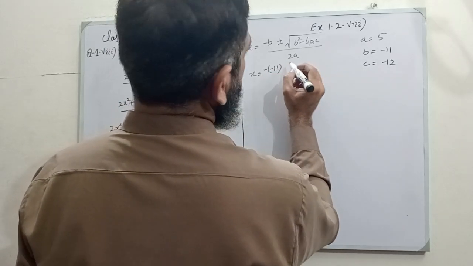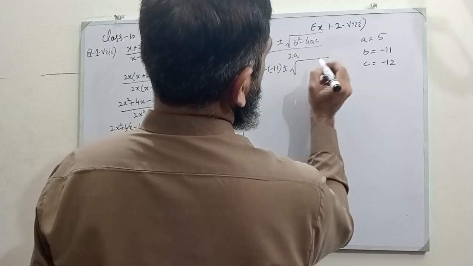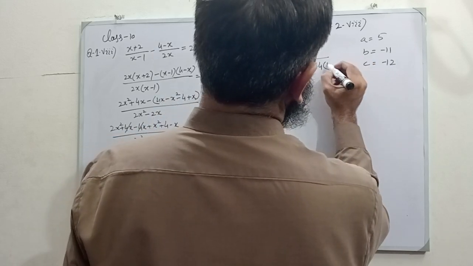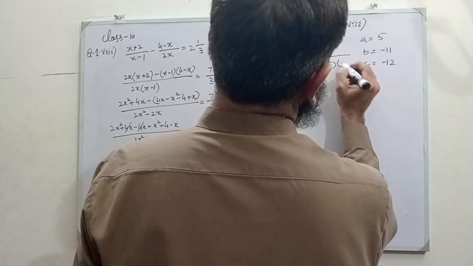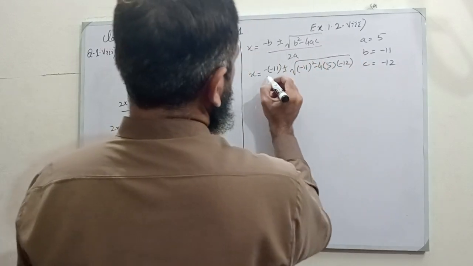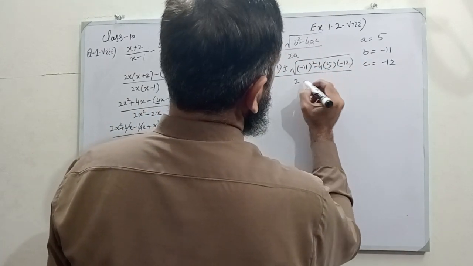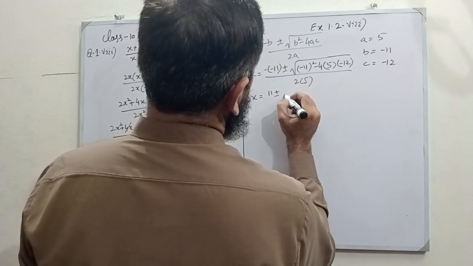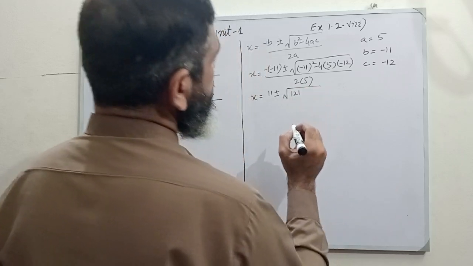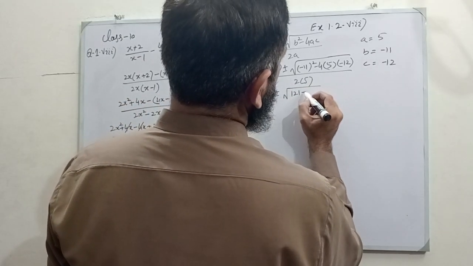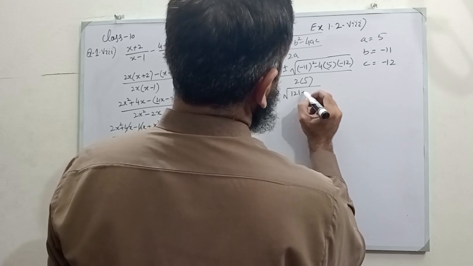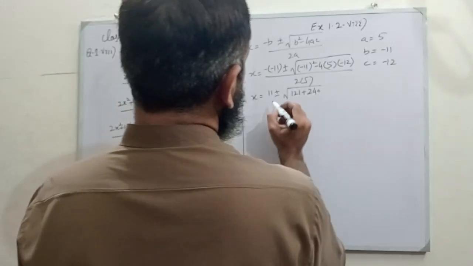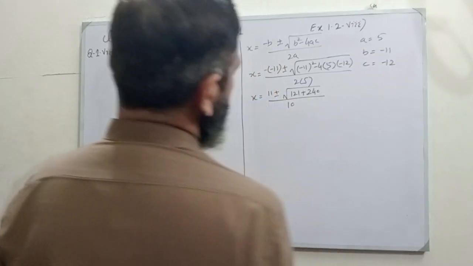Minus 11 plus minus under root b square, minus 11 square minus 4. What is the value of a? It is 5, and the value of c is minus 12. Okay, this one is 2 into 5. Here x is equal to 11 plus minus 121 and plus 240, okay, divided by 10.